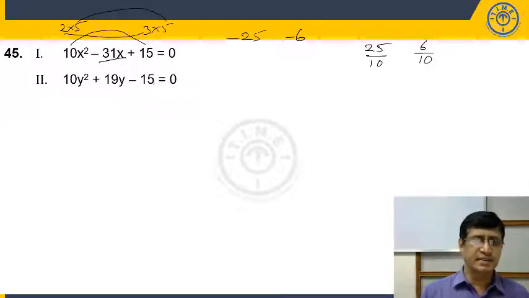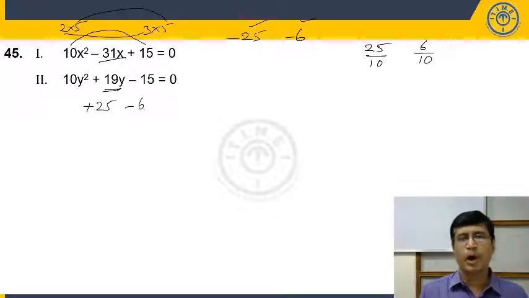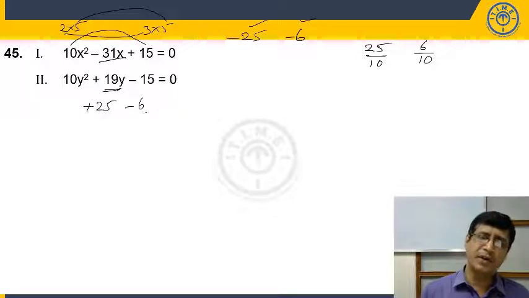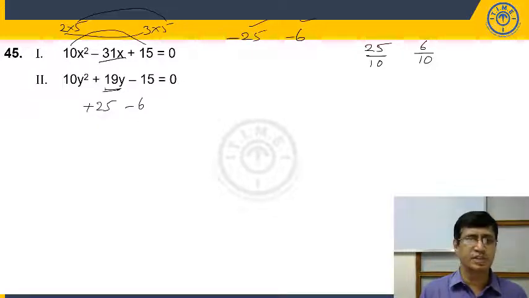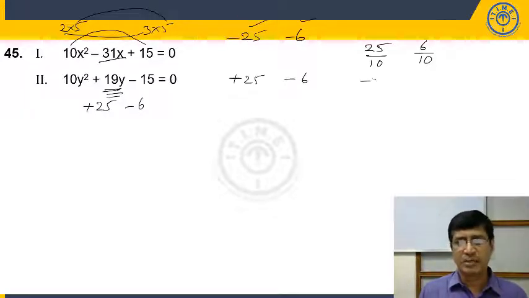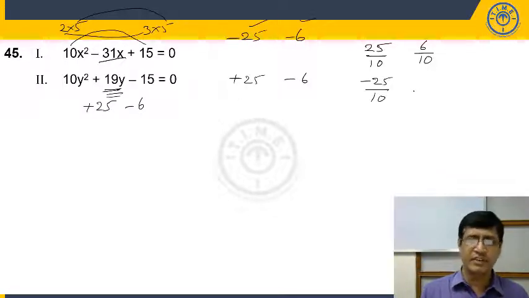What about the other side? Now other side, the factors here, same factors. Now what is given here? It is given as plus 19y. My dear students, if you observe these two numbers once again, plus 25 and minus 6, how much is the value? Plus 25 and minus 6, the sum of these two is plus 19. Means plus 25 and minus 6 are the factors, so you will get minus 25 by 10 is one of the roots for the second quadratic equation, and the other one 6 by 10.